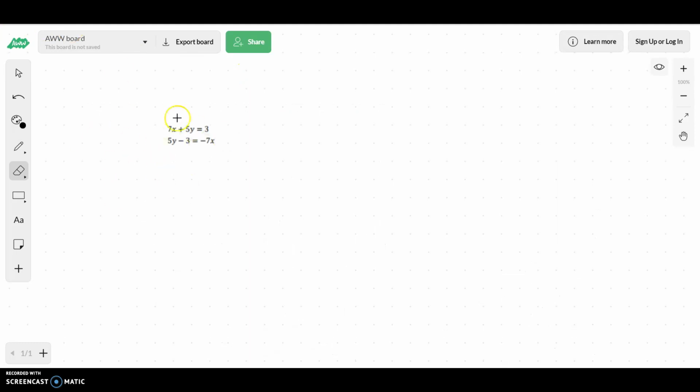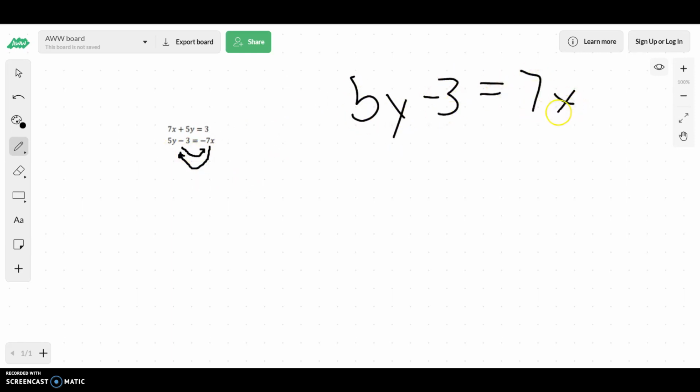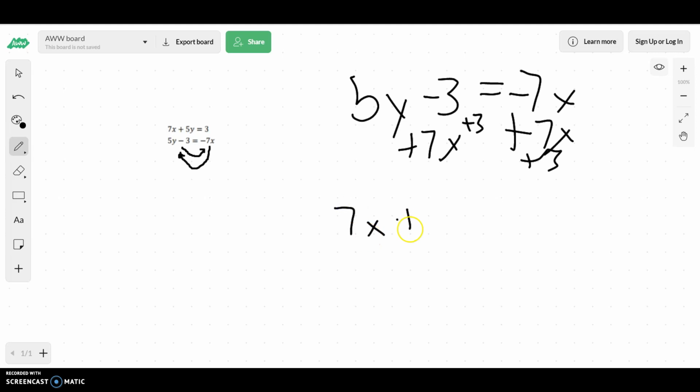For this, I just need to know how many solutions it has. And you can see that it's in this weird form. So what I'm going to do is get it in kind of a normal form. I'm going to move this 3 to the other side and move this 7 to the other side. So to do that, I have to add 7x here and add 7x here and add 3 and add 3. And we can see that what we're going to get is 7x plus 5y equals 3.